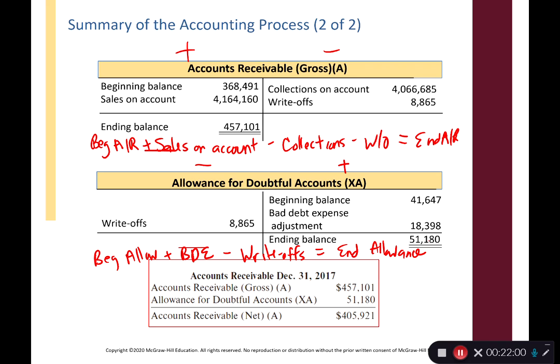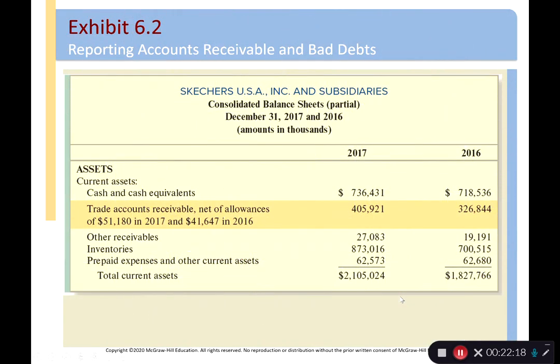balance. On the financial statements, the company is going to show their net receivable, which is the receivable amount less the allowance, and that represents the amount they expect to collect at the end of the period. And then we have on our balance sheet, you could see that the receivables are shown net of those allowances.